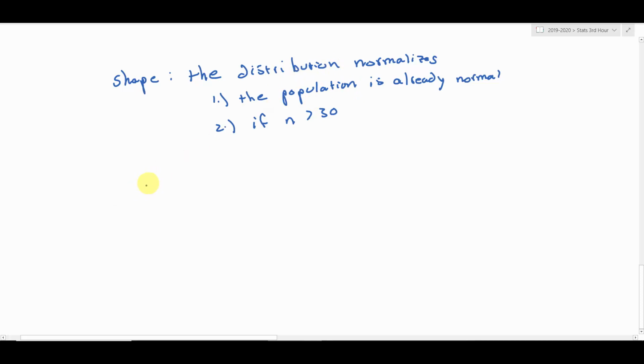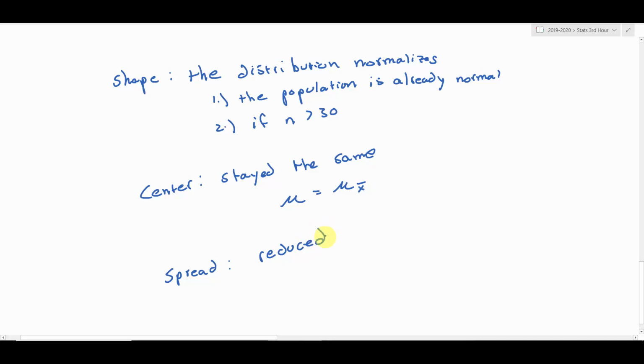Okay? The center stayed the same. In other words, the mean of the population was the same as the mean of the sampling distribution. Those stayed the same. Then we talk about the spread. The spread reduced. So as we increase that sample size, as n got bigger, as n increased, the standard deviation decreased.